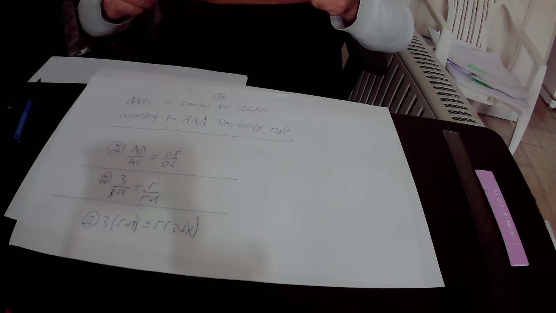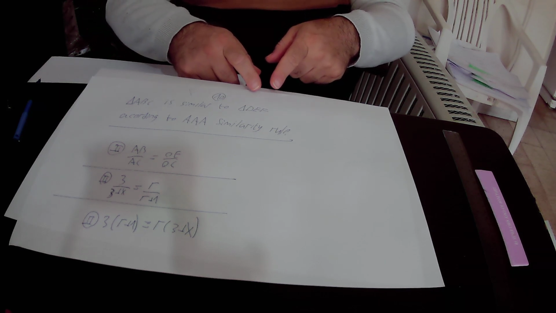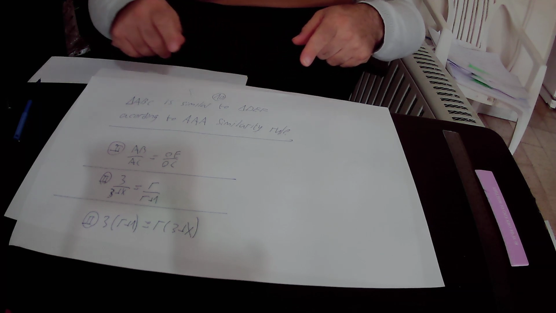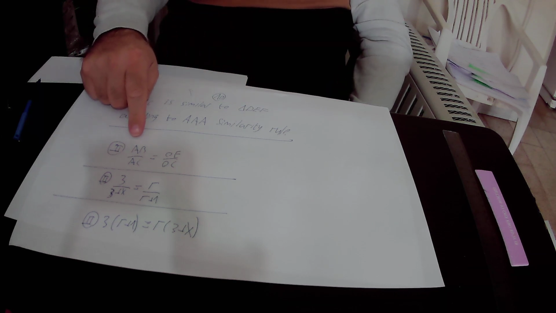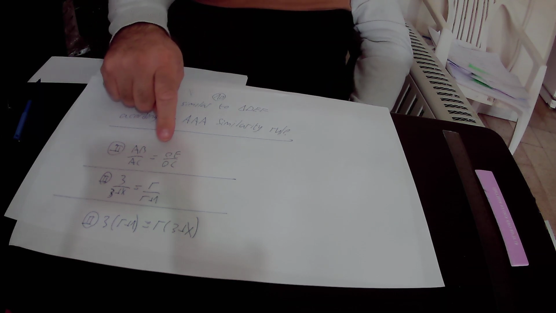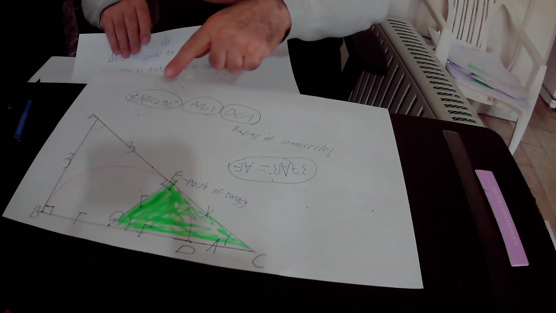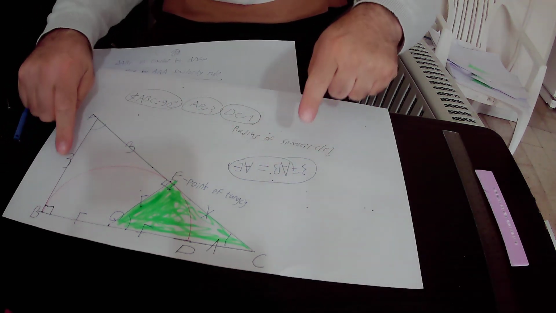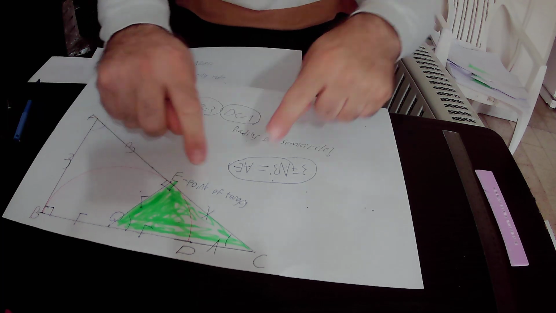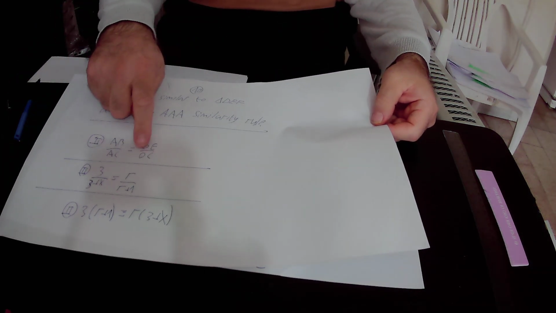And from the fact that triangle ABC is similar to the green triangle, triangle OEC, we will conclude that AB over AC equals OE over OC. Again, AB over AC in triangle ABC equals OE over OC in the green triangle, triangle OEC.